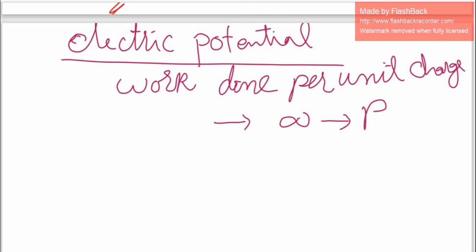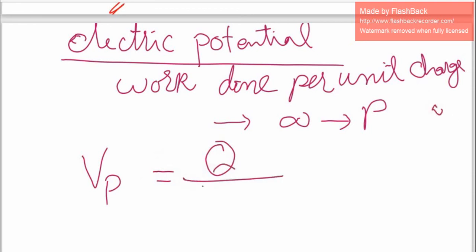This little q will disappear if I put in the value. Vp, the potential at point P, is equal to the work done per unit charge; imagine this little q will disappear, leaving Q over 4 pi epsilon naught r. I forgot to tell you that the unit of electrostatic potential is joule per coulomb, because this is work done per unit charge.